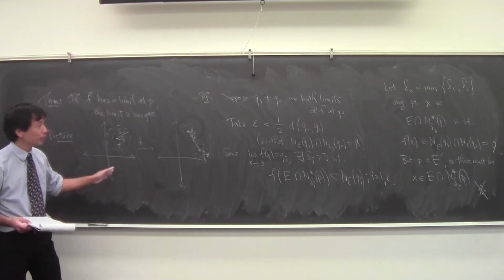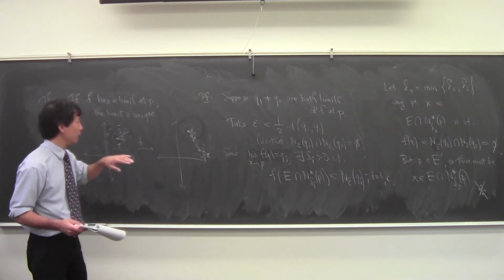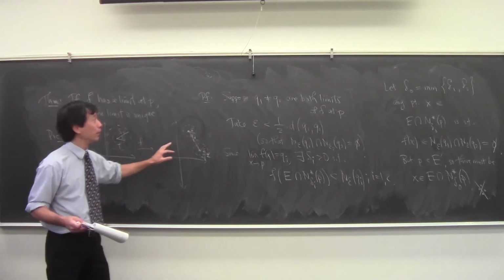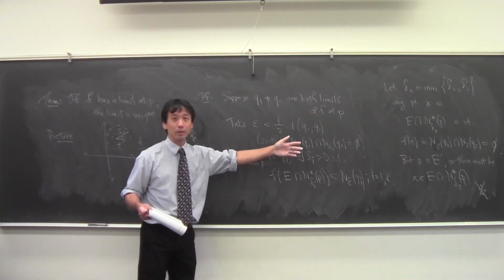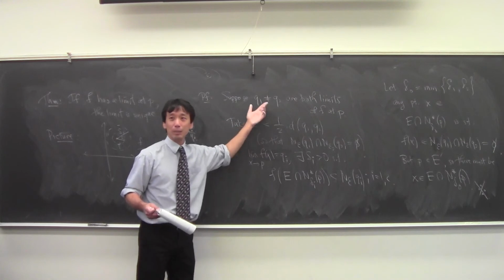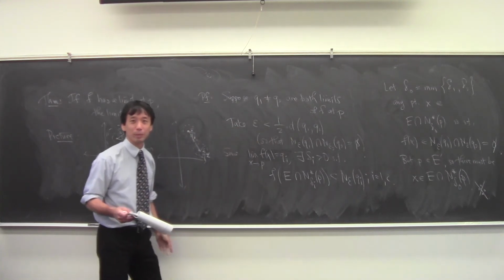Okay, so that's the proof of why you cannot have two different limits. If you have 2 points that are both limits, you end up with this craziness, and so there can only be one limit. There can only be one limit.